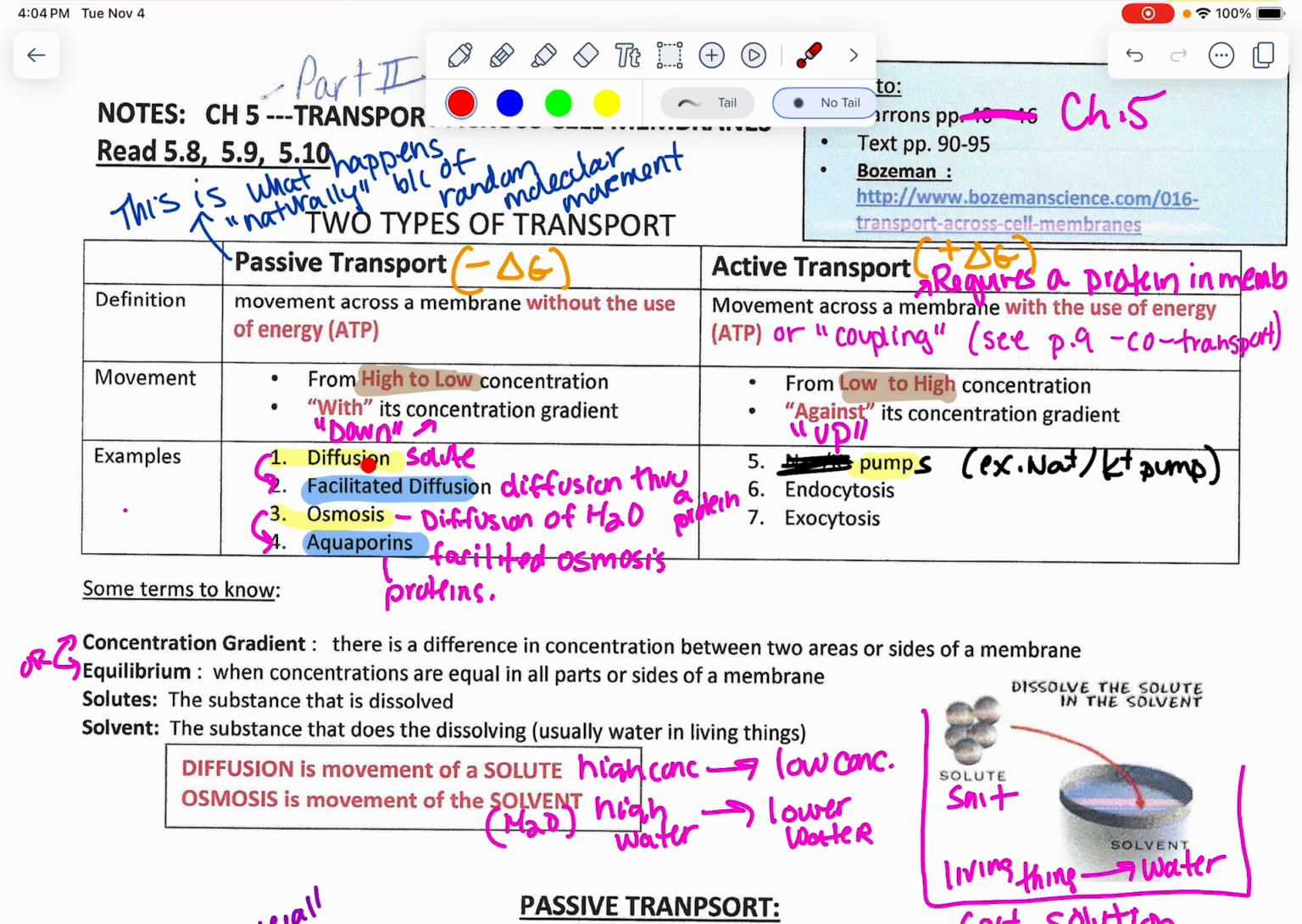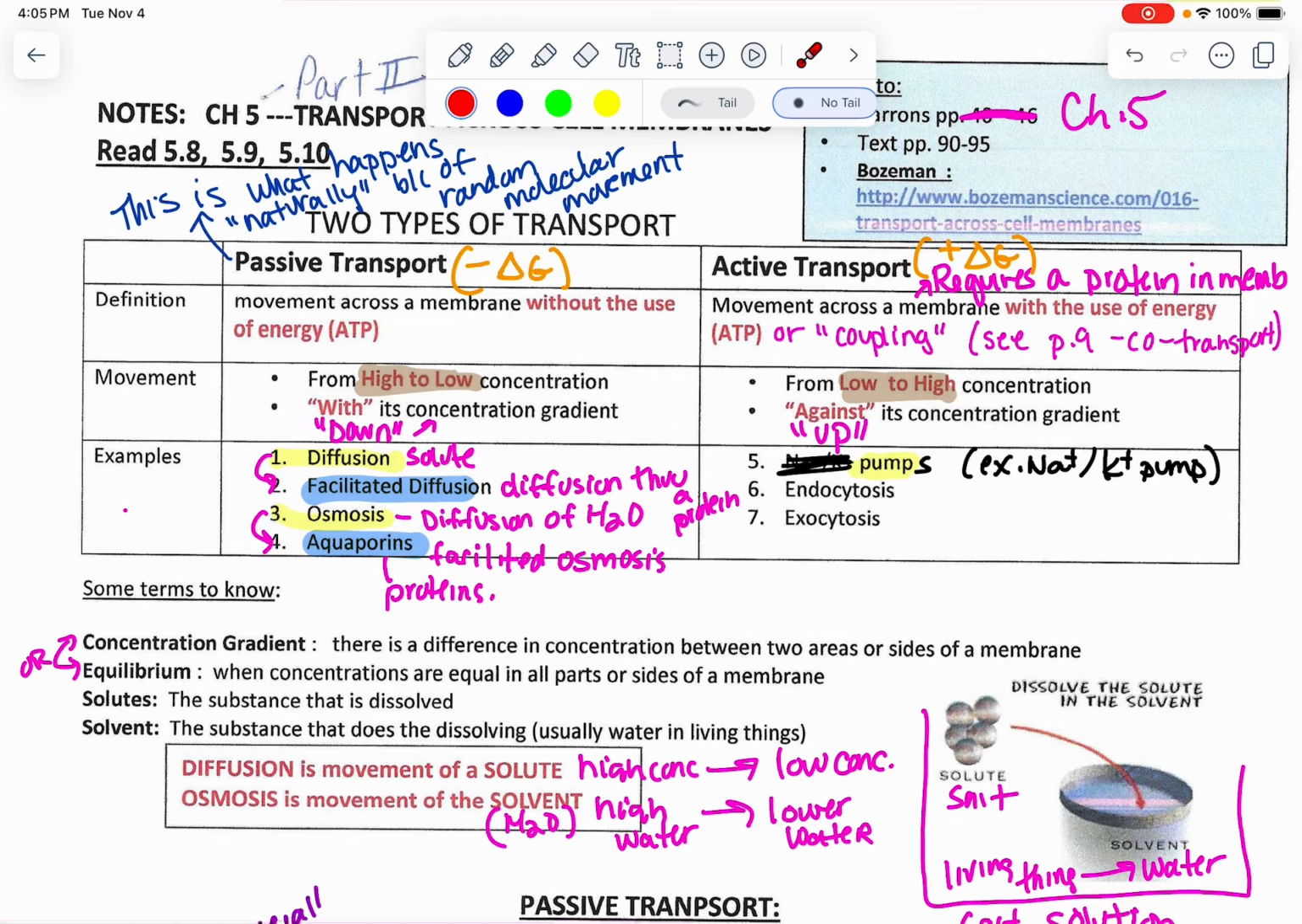There's really two. Diffusion is when the solute moves from high to low. And then we're going to see facilitated diffusion is just diffusion through a protein, but it's still diffusion. Osmosis is when water, which is the solvent, is going to diffuse from high to low. And aquaporins are just proteins that make that happen faster. So we have diffusion by itself, diffusion through a protein, osmosis by itself, osmosis through a protein. And I'm going to address all of these here in the notes. This is kind of an overview of everything we're going to talk about.